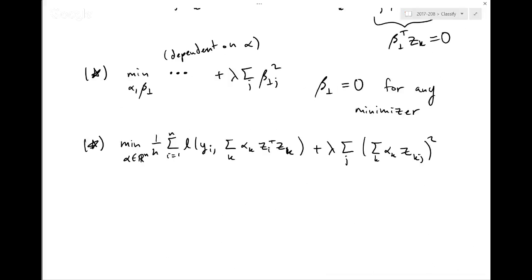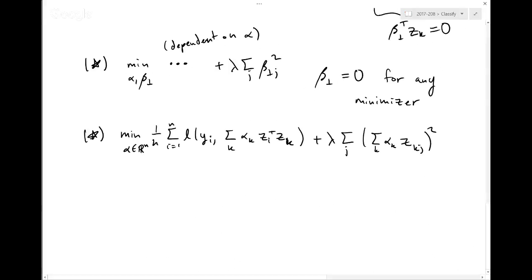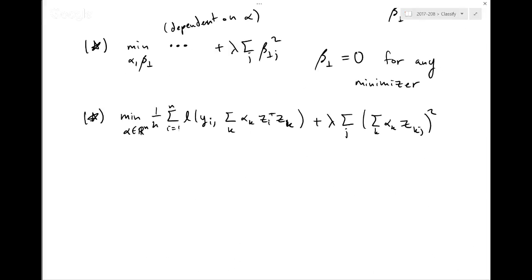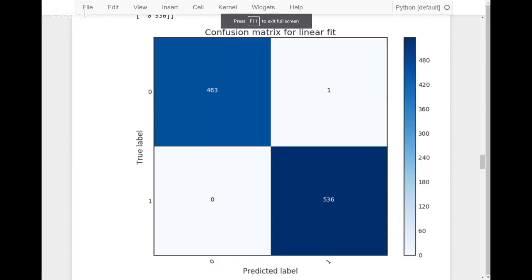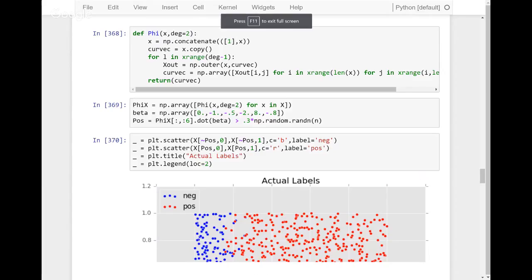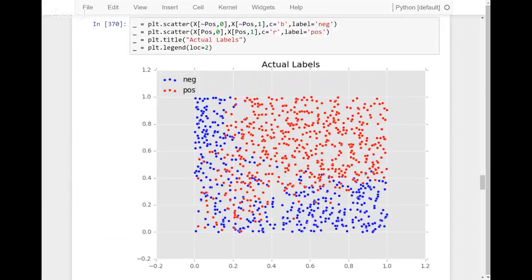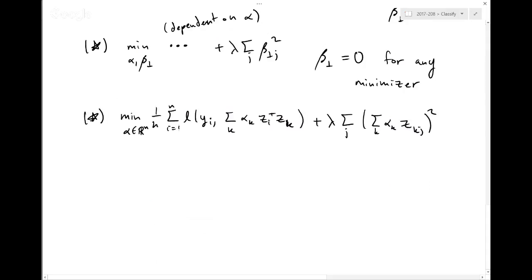But another thing is that, actually let me jump to this notebook and see what I have here. Okay. I'll finish talking about kernels.